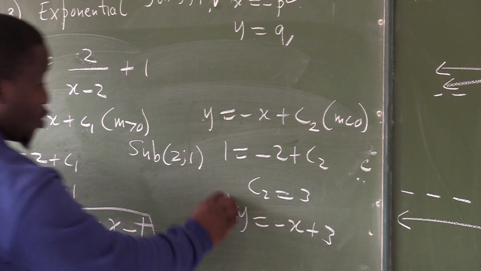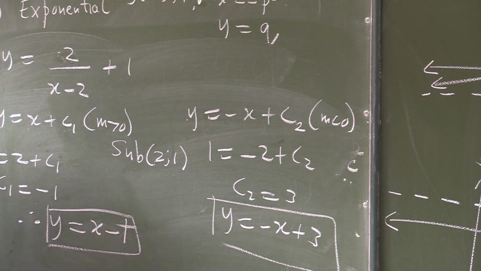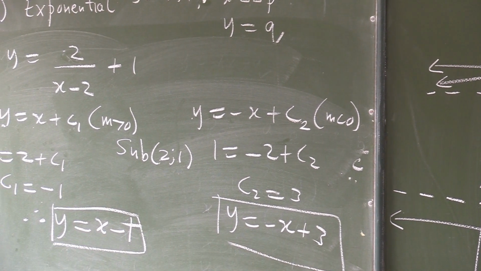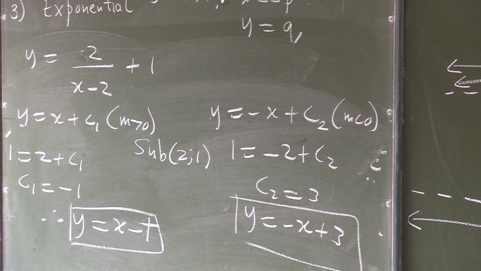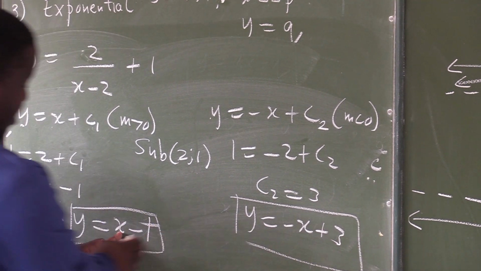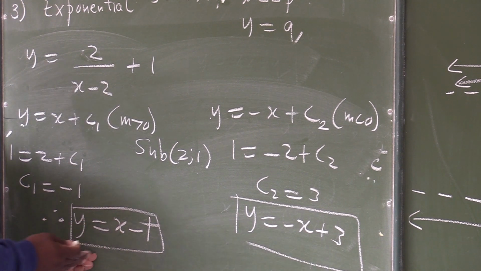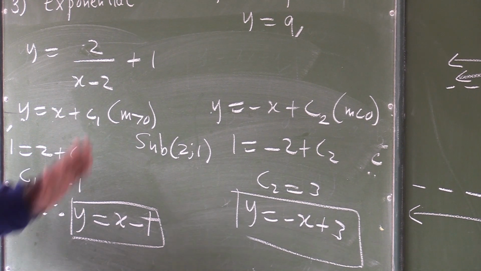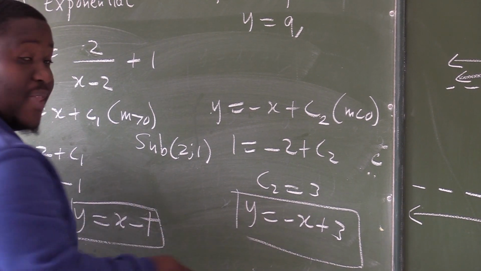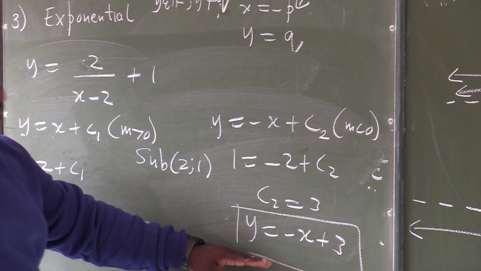Do you realize that we have two equations here? We have this one which says y equals x minus 1, and we have that one which says y equals minus x plus 3. Between these two equations, this is the axis of the symmetry that is increasing with a positive slope. This is the axis of the symmetry that is decreasing, that is a negative slope.